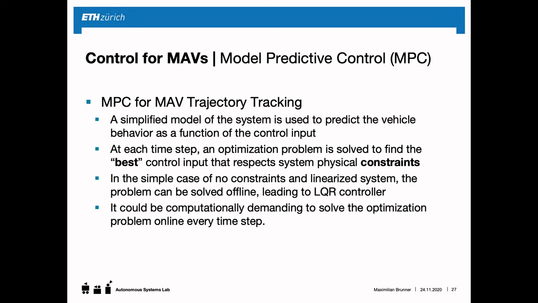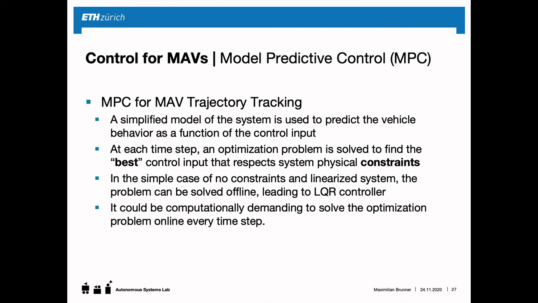So how this works is that we have a simplified model of the system dynamics that is used to predict the vehicle behavior as a function of the control input. And then at each time step, we use an optimization problem that we solve to find the best possible control input that also respects physical constraints. And in the simple case of no constraints and linearized systems, this problem basically reduces to an LQR controller. And generally, this MPC solver could also be computationally quite demanding, depending on how accurately we define this.